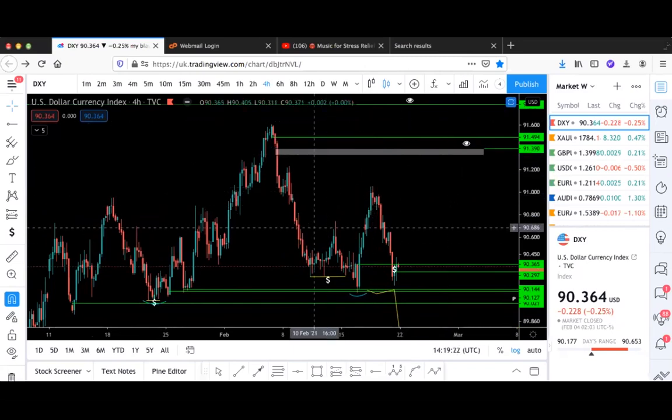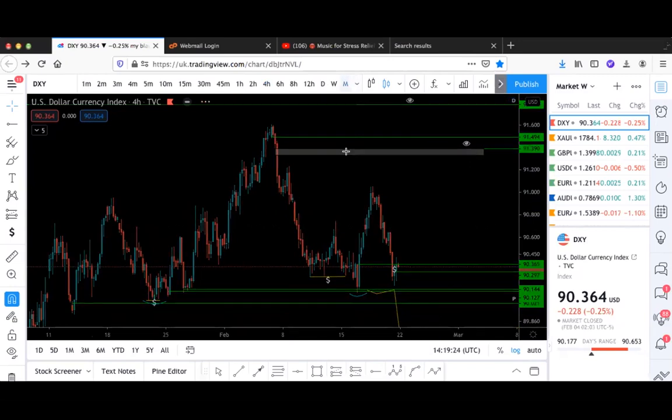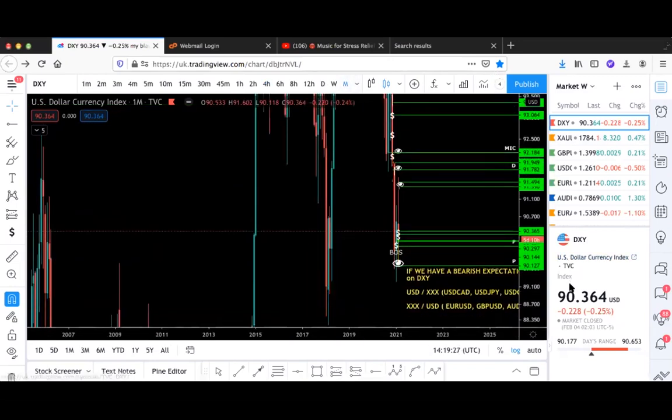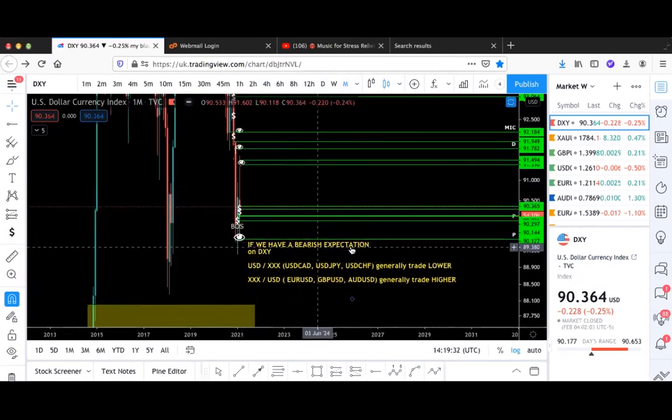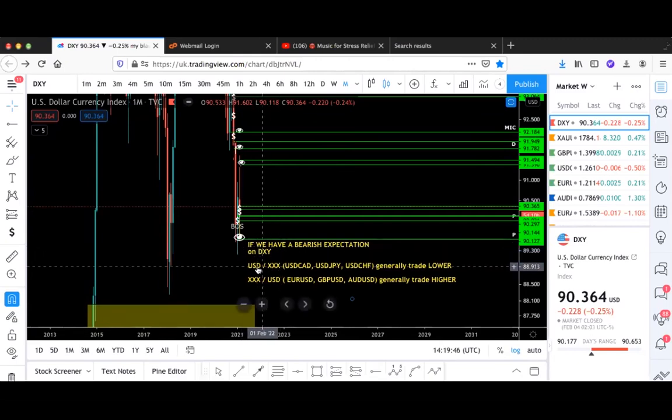So you know the correlations between that. Let me quickly, because this is always a main question, it's been always asked. For example, if we have a bearish expectation on DXY, that means the dollar index, and let's say the price action is telling us the market is going to go down, then we could anticipate USD base pairs, which is USD CAD, USD JPY, USD CHF, generally trade lower.